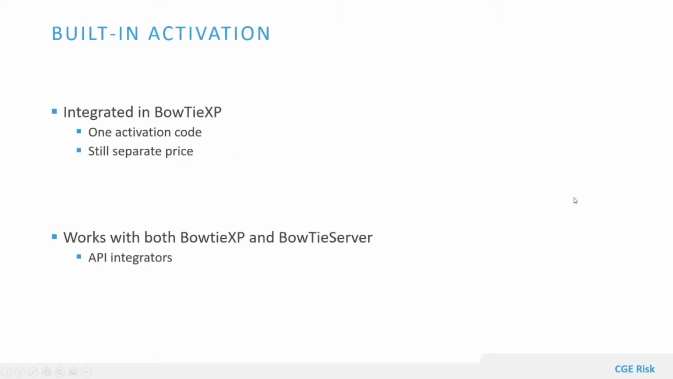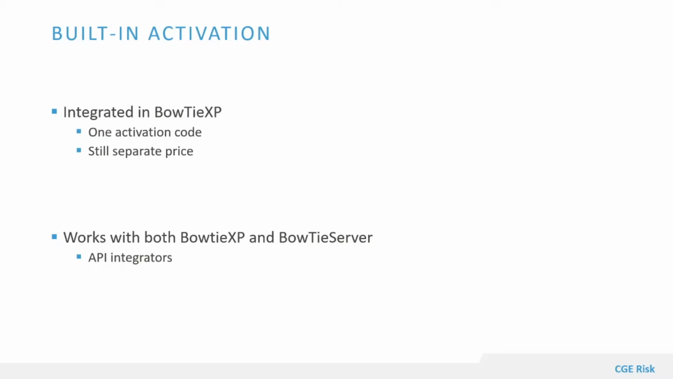In version 10, LOPA is built in. That means that it's integrated in BowTieXP as one activation code. The result for you as our customers is that it's easier to start working with the LOPA plugin. Please note it is still a separate price.